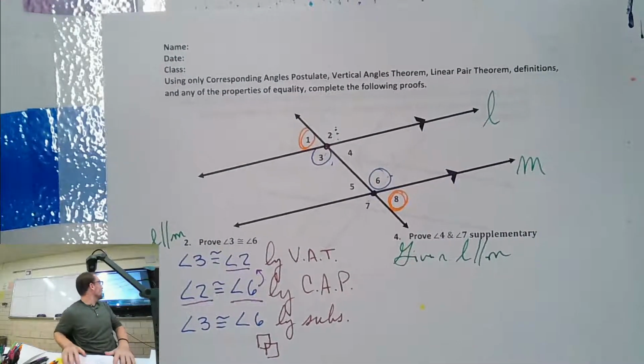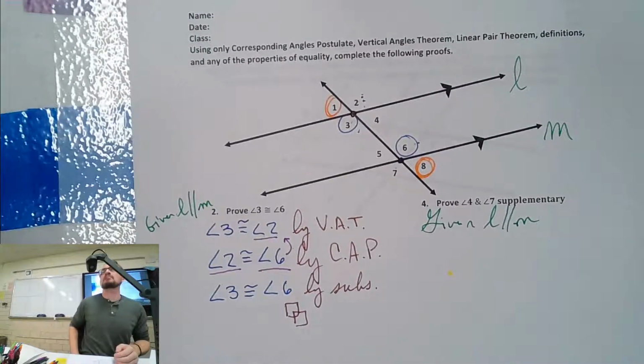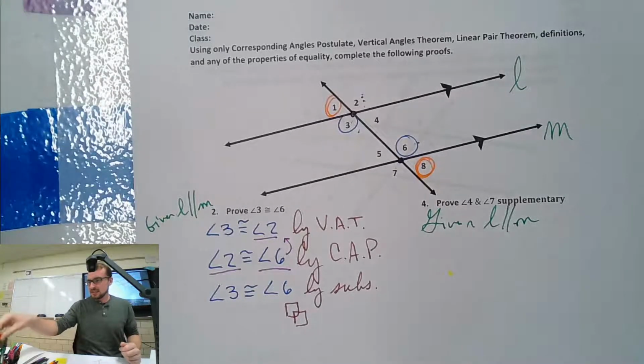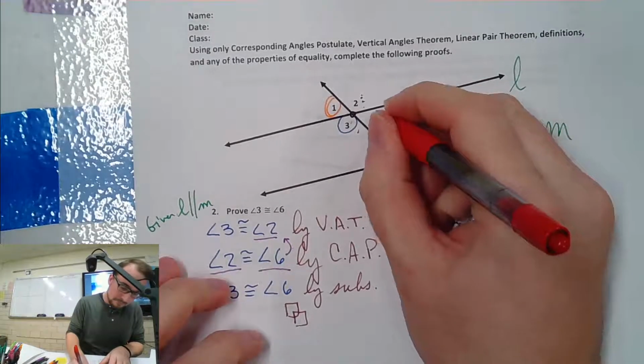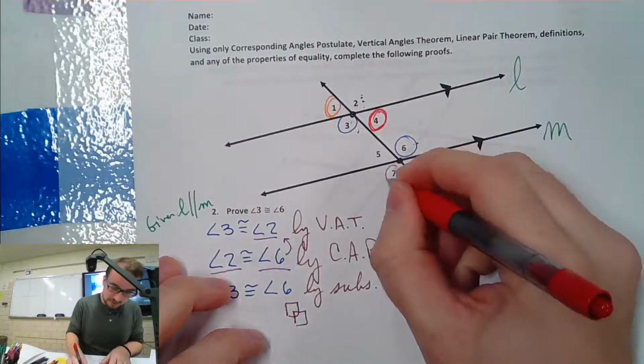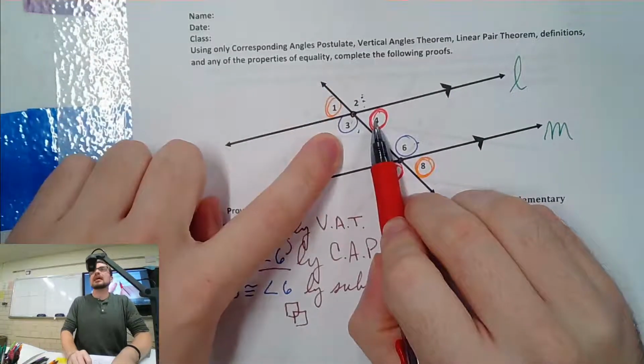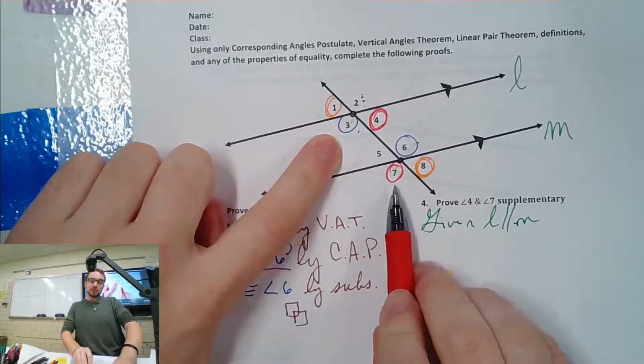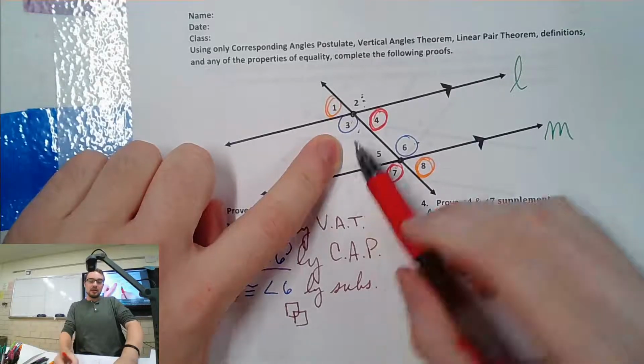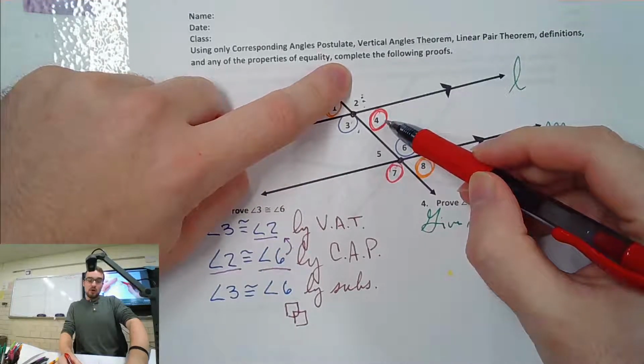Number 4! It says prove them supplementary. So we should probably say something about 4 and what it's supplementary to. So, all right, so 4 and 7. Okay, check it out. So 4 is supplementary to 2 other angles, 2 and 3. Now, which one would be most beneficial to get 4 and 7 together? 2 or 3?